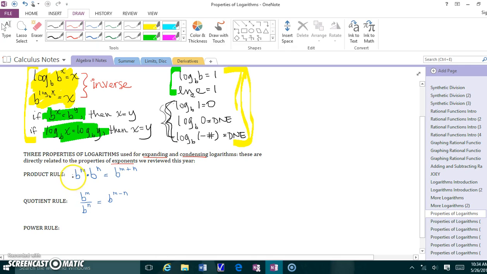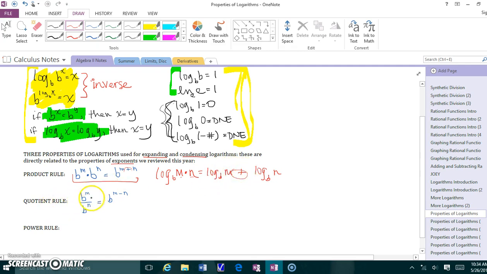We already know the product rule for exponents. If the bases are the same and I multiply, I add the exponents. Similarly, if I have a logarithm base b and it's a logarithm of m times n and they're multiplied, what you're going to do is give each of these their own logarithm, and you're going to add. So just like you added here, you're going to add here. Now that's the quotient rule.